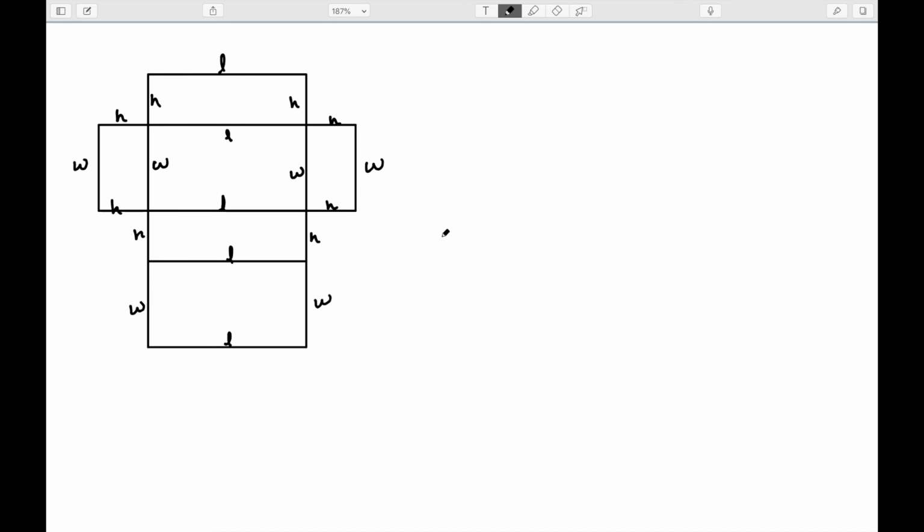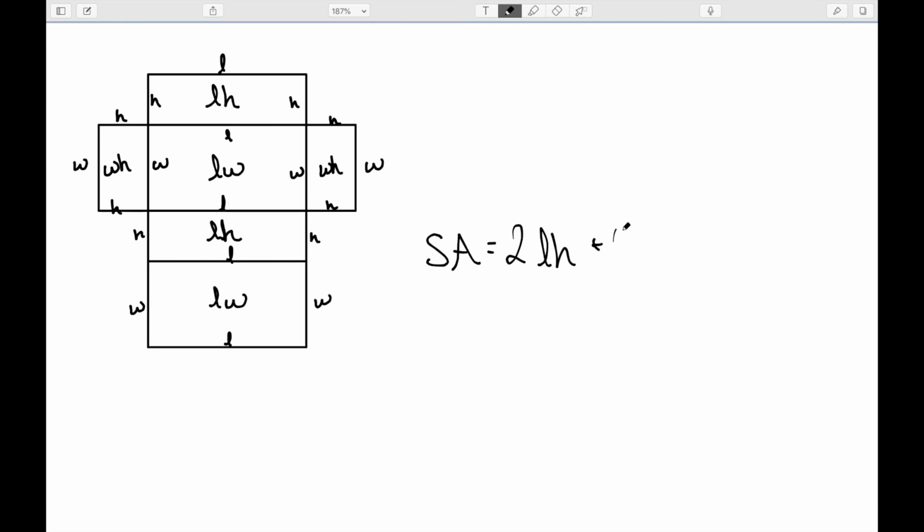So when I think about surface area here, well, this top rectangle has an area of L times H. This middle one is LW. This one is another LH. This one is LW. This side one has an area of WH, and this side one has a WH. So I can see I have 2 that are LH. I have 2 that are LW. And I have 2 that are WH. So now I have the formula for surface area of this rectangular prism.